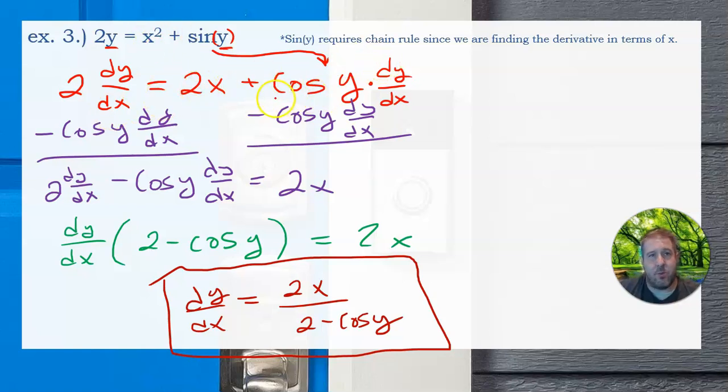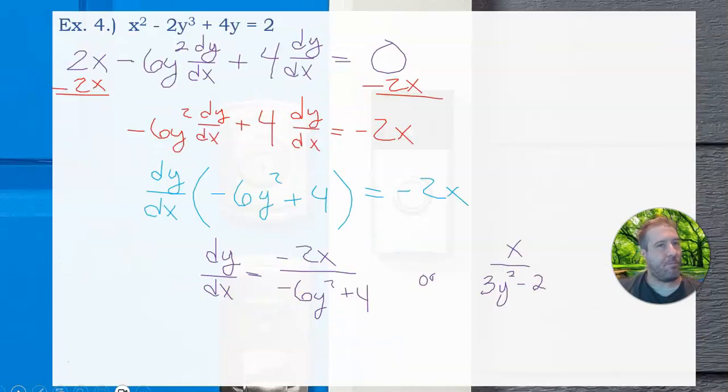Now the key here is we have two terms with dy/dx. We have one over here and one over here. We want to get them together. So I subtracted this one from both sides, factored out the dy/dx, and then I can solve for dy/dx. I can now find how the derivative of y with respect to x is changing over time.